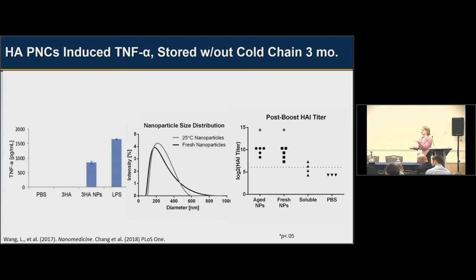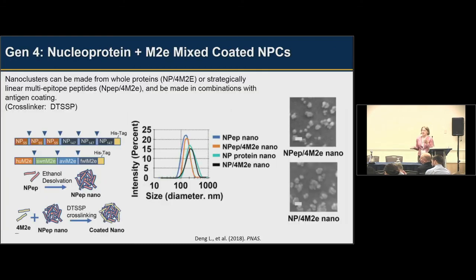And that dotted line is the World Health Organization acceptable hemagglutinin inhibition titer level. So if you're not above that line, you're not a good flu response. So storage can be done.